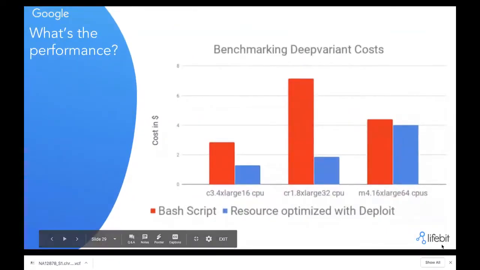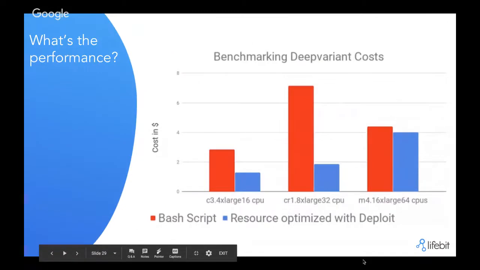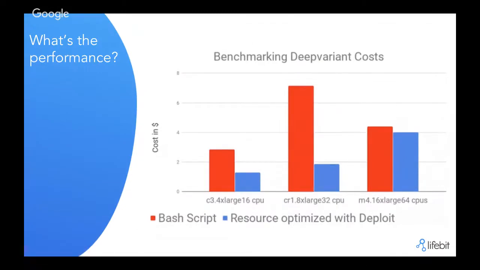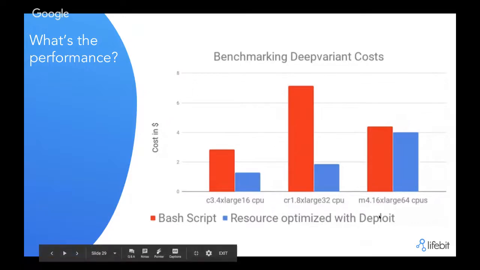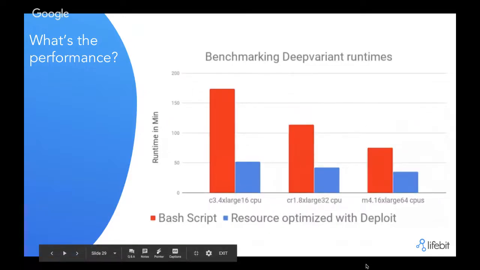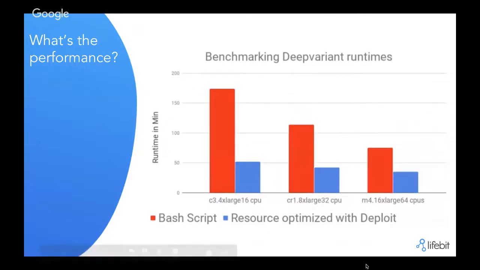Yep, and then in terms of performance, we did some benchmarking previously. This was comparing bash scripts against resources optimized with Deploy. There's some resource optimization from Deploy and also from Nextflow, because of the way that it parallelizes the processes. You can see here, in terms of the cost across multiple instances, it was cheaper, sometimes far cheaper, than using bash scripts. You can also see here the difference in runtime, and it was also far quicker to run.